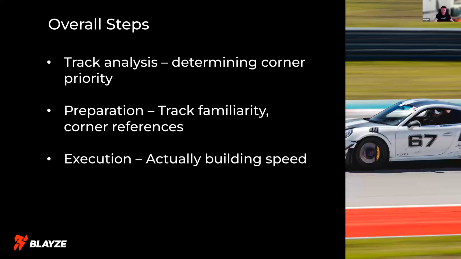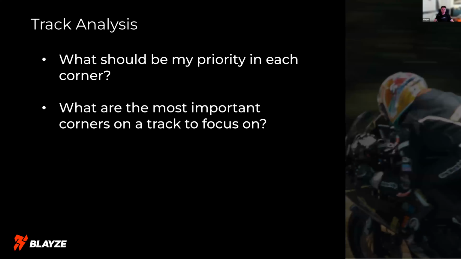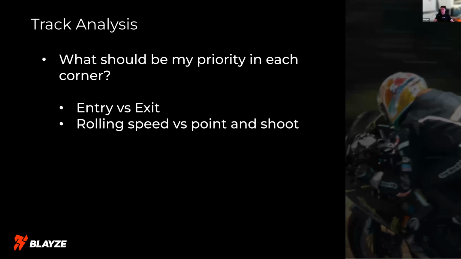And then the execution side, which we'll talk a good bit on today with some fun examples, actually building speed and getting yourself up to that point where we are now at the limit, approaching what that ultimate lap time is fairly quickly, since that's obviously the hardest thing to achieve here. So we'll start with some of the simpler stuff on the preparation side, at least just looking at prioritizing each corner. And there are two questions I want to ask here. What should my priority be in each corner, and what are the most important corners on a track to focus on? Those are the two parts I like to pose, at least to get started with from a track analysis perspective.